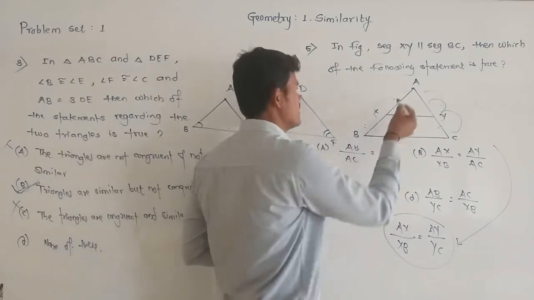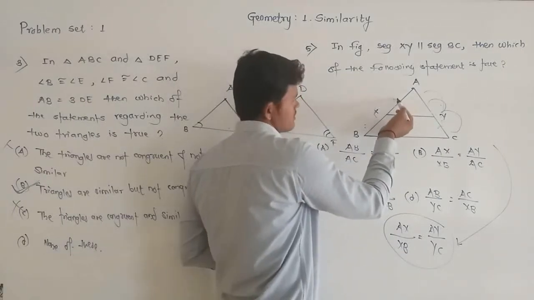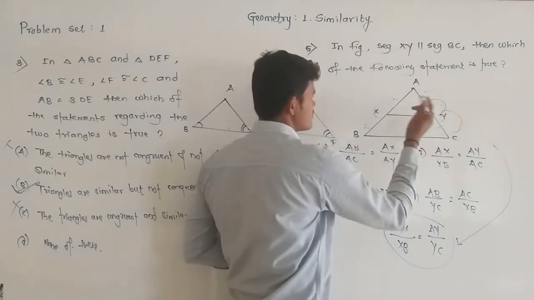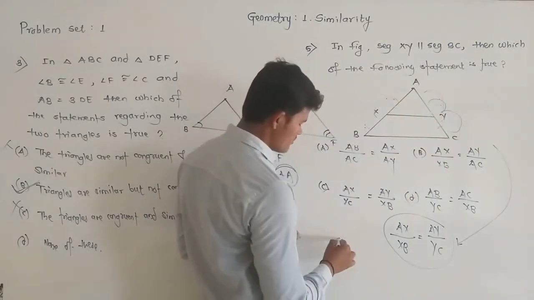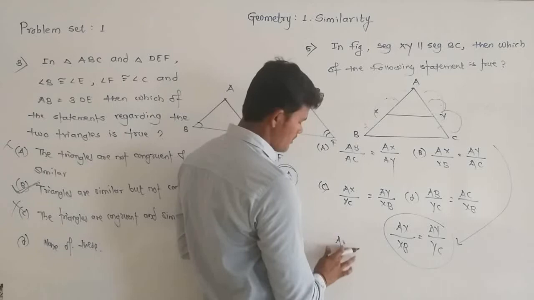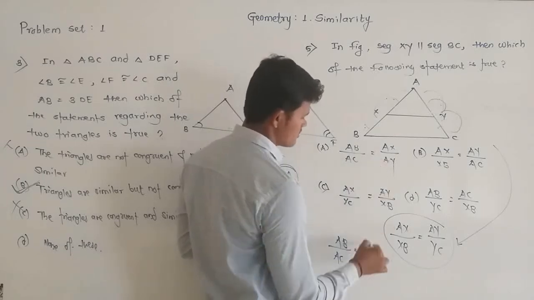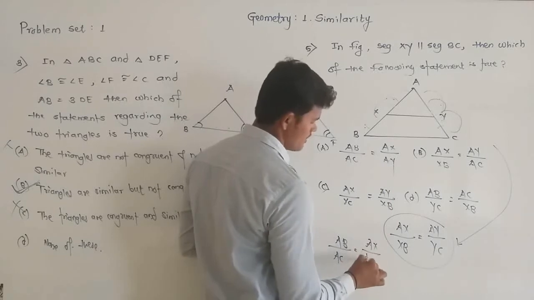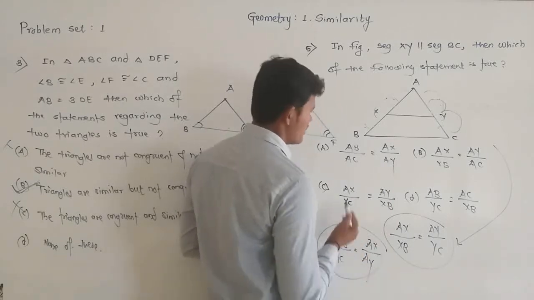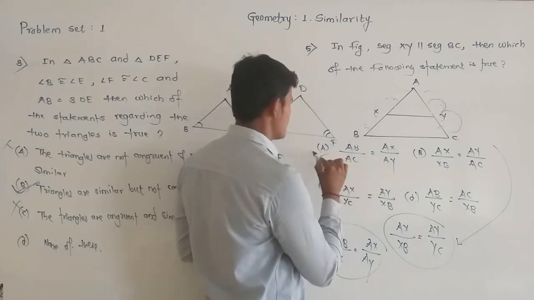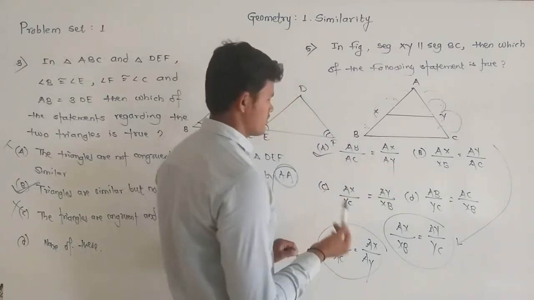That means this proportion is also correct: AB upon AC is equal to AX upon AY. Then check whether it is in the options. So AB upon AC is equal to AX upon AY. So option number A is correct.